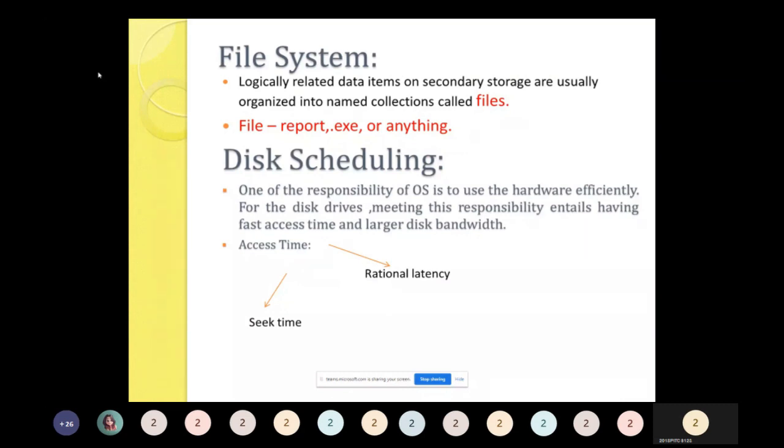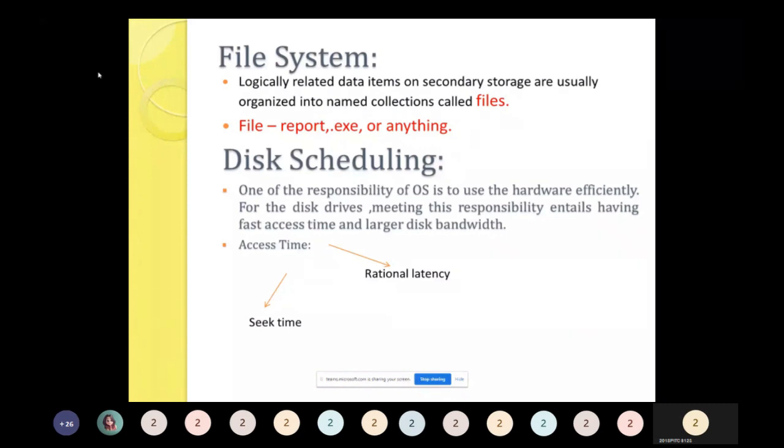We already know a file may be a printed document, or it may be a programmatical file, or whatever. All this we call a file, right? These files are usually stored on a secondary storage. The secondary storage may be a disk, or a pen drive, or whatever. Apart from the primary storage, the files are stored in secondary storage.